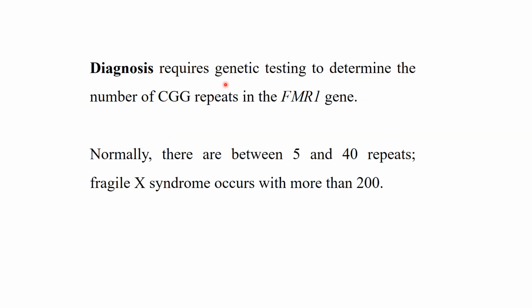Diagnosis requires genetic testing to determine the number of CGG repeats in the FMR1 gene. FMR1 gene में CGG के जो number है उसको identify करेंगे. Normally there are between 5 and 40 repeats. But in Fragile X syndrome, the repeats are more than 200. Repeats 200 से ज़्यादा हो जाएंगे. Then the result is X-linked Fragile X syndrome.